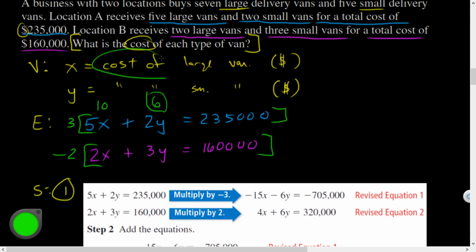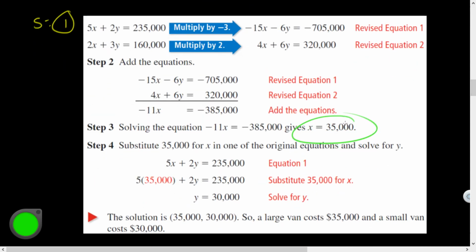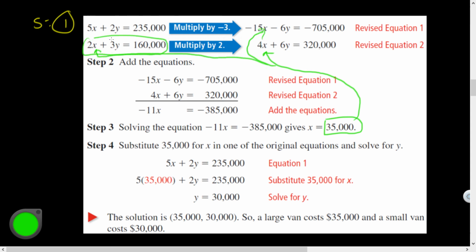X is the cost of a large van, right? That's not the number of gummy bears you can fit in a large van. That's not the number of cats you can fit in a large van. Nope. That is the cost of that van in dollars. And then we would have taken this and plugged this into either of the original equations, or our modified equations. It doesn't even matter. I probably would have chosen this one because these are smaller numbers, Ethan. And then I'd solve for y.